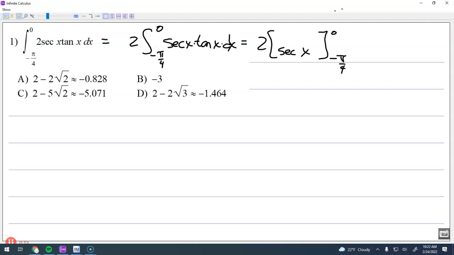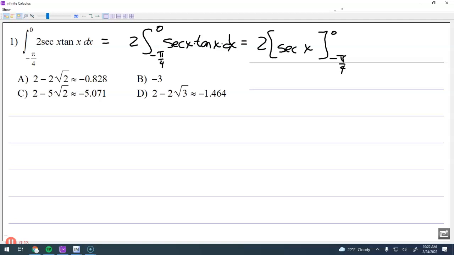If it were sec of 3x tan of 3x, that'd be U substitution. Or it could actually be sec of e to the x, tan of e to the x. We start to make this more and more complicated. Wow, that's really awkwardly small. So there's the calculus part. Is that just that part up there? Questions on that part?